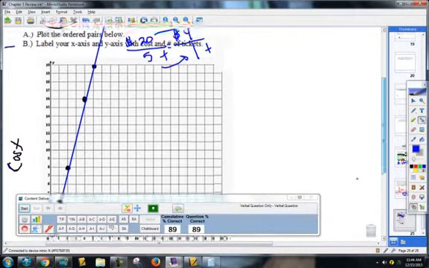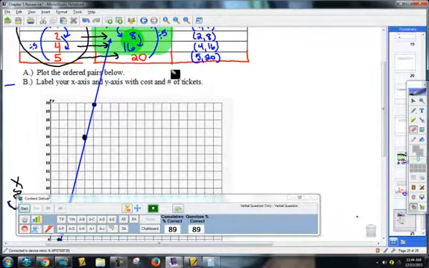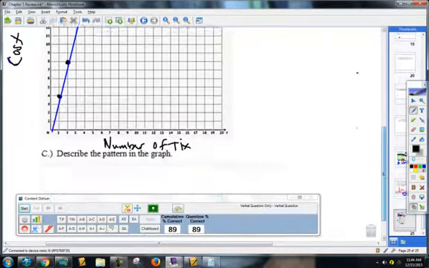Everybody understand that? So look at the question again up here. I want to make sure everybody's hearing me, so I give you guys all a good chance to get a good grade tomorrow. You had to complete the table. Did we do that? Yeah. Okay. You had to plot the ordered pairs below. Did we do that? Yeah. Did we label the x and y axis? We did that. Okay, we did everything we needed to do. Now we're on to this question.